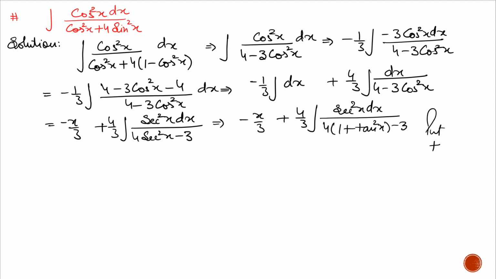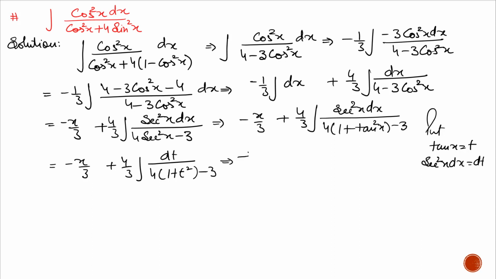Now put tan x equals t, differentiate with respect to x both sides. So sec square x equals dt by dx, so sec square x dx equals dt. Replace sec square x dx by dt and tan x by t, and after simplification we have minus x by 3 plus 4 by 3 dt divided by 1 plus 4t square, minus x by 3 as it is.